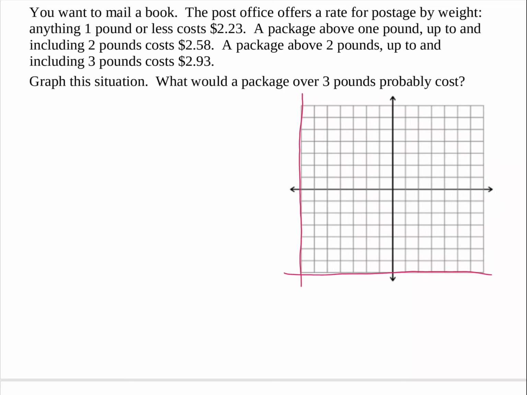And once I do that, what is my horizontal axis going to be? Pounds. Okay, so that seems to be the independent variable, so this will be pounds. And that makes the vertical axis what? Cost. Okay, now we gotta come up with a scale.